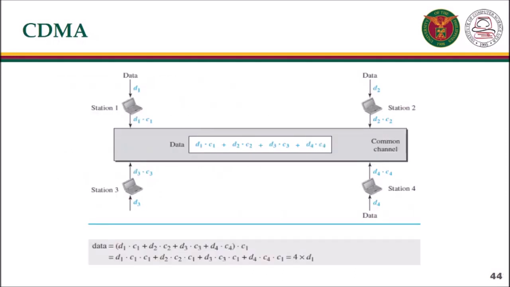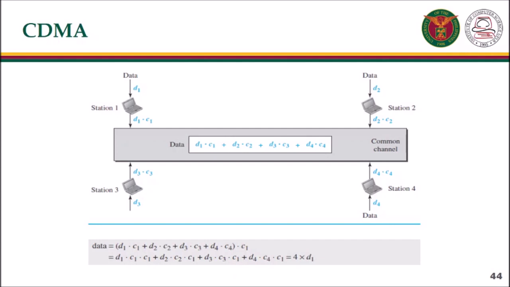Station 1 multiplies its data by its code to get D sub 1 times C sub 1. Station 2 multiplies its data by its code to get D sub 2 times C sub 2, and so on. The data that go on the channel are the sum of all these terms. Any station that wants to receive data from one of the other three multiplies the data on the channel by the code of the sender.